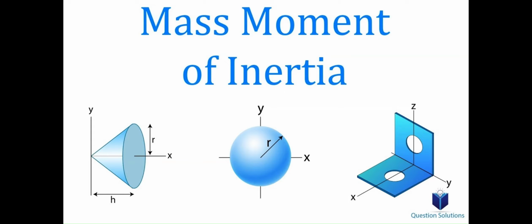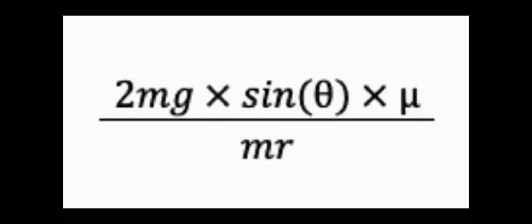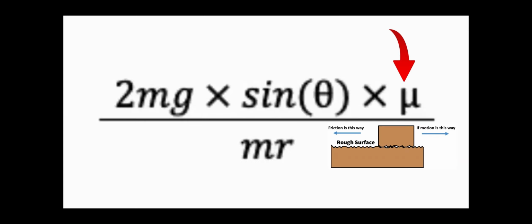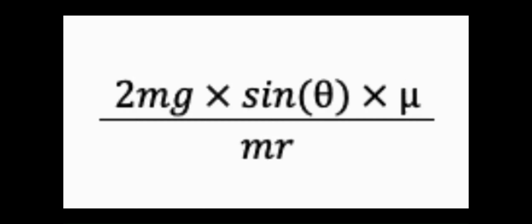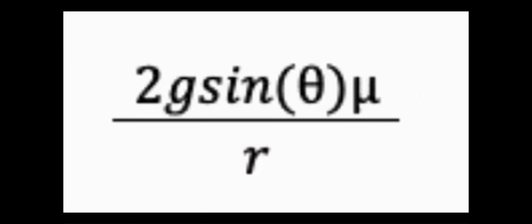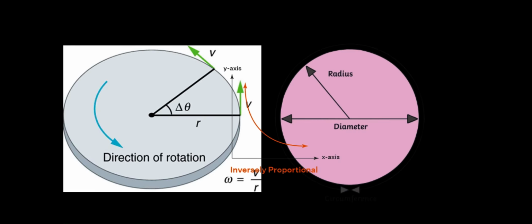Canceling the r terms, we have 2 m g times sine of theta, theta being the slope of the ramp, times mu, the static coefficient of friction for the ramp on the sprocket, over m r. The mass cancels out. This leaves us with angular acceleration equals 2 times g times sine of theta times mu over r. From this, we can say as a hypothesis that angular acceleration will be inversely proportional to radius.